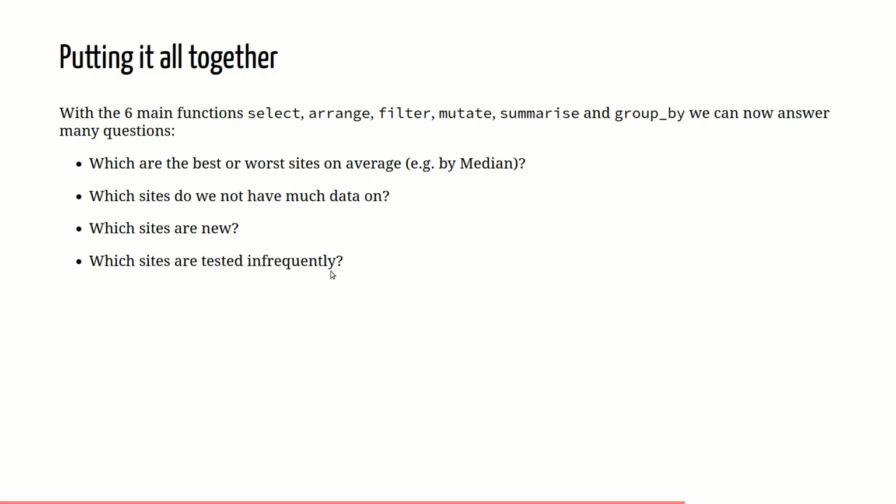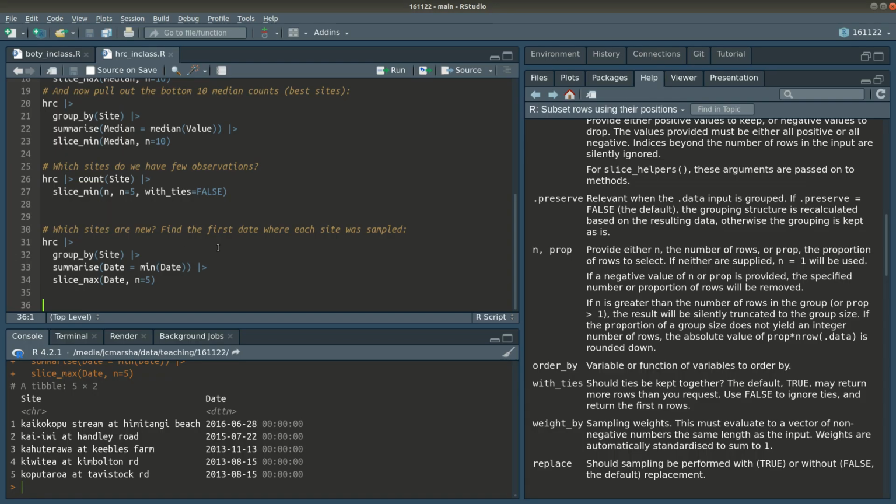So the last one, which sites are tested infrequently? What we want to know here is a measure of how often they're tested. So we could take the period over which they've been testing. We found already when each of them started being tested. We could find the endpoint as well, and also the number of observations, the number of sampling occasions during that time. If we take the length of time and divide it by the amount that we've sampled, we'll get the period of sampling, how many days between each sample on average.